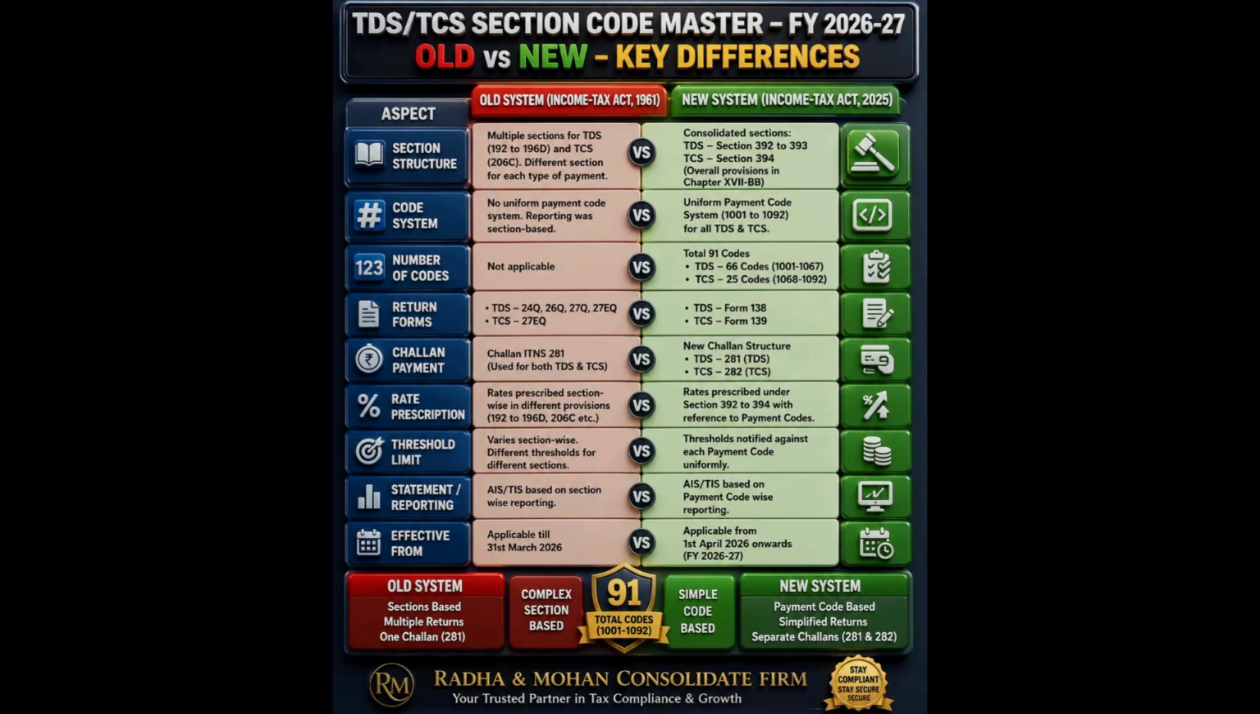Let's start today's session. In this session, I use a new technique to discuss the key differences between TDS and TCS under the old and new systems. Basically, the TDS and TCS sections and codes apply from the financial year 26-27, that is, from April 2026 onwards, under the new Income Tax Act 2025. I discuss here the key differences in the applicable TDS provisions between the old and new systems. I have collected nine aspects.